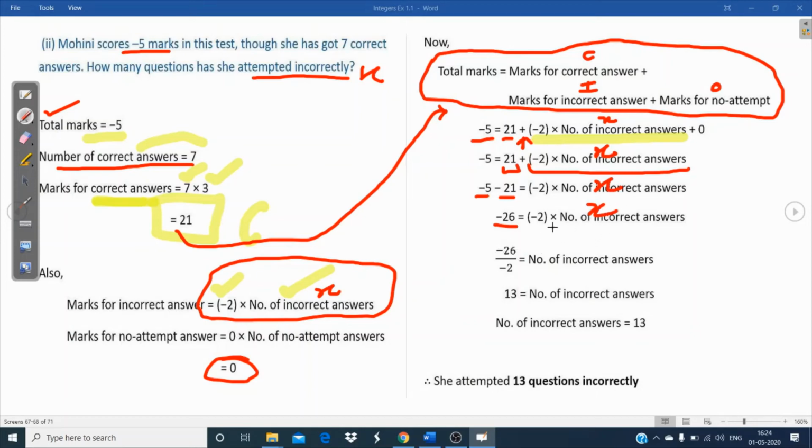So -26. Now you can see here, student, this x and -2, how they are attached? Multiply. So there it will go in division. So what will be left? -26 upon -2. So minus will cancel out. 2 ones are 2, 2 13s are 26. So number of incorrect answer, what you will get? Value of x here. So this x is what now? 13. So number of incorrect answers are 13.